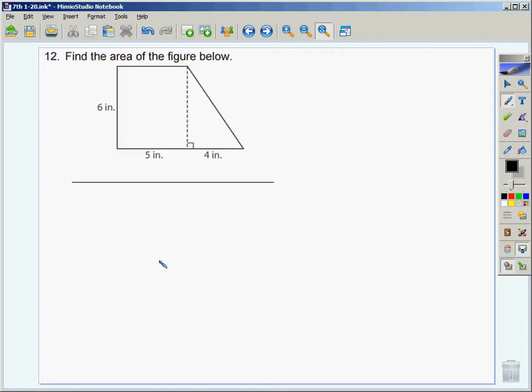Okay. Number 12, I could do two different ways. I could treat it as a trapezoid. I could do it as one figure. I could do 1/2 h b1 plus b2. Or I could do it as a square, or actually a rectangle. It's not even a square. It's a rectangle and a triangle.